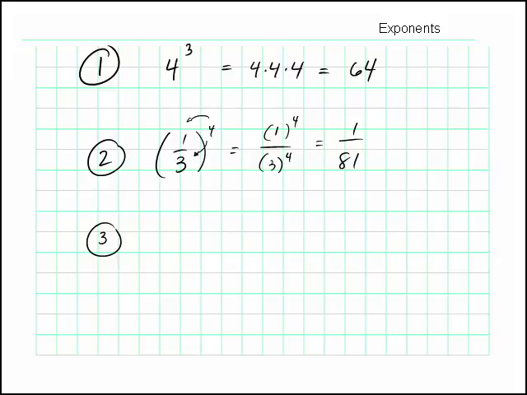Number 3, -5 to the 3rd power. Since the -5 is in parentheses, this means -5 times -5 times -5, which is a -125.